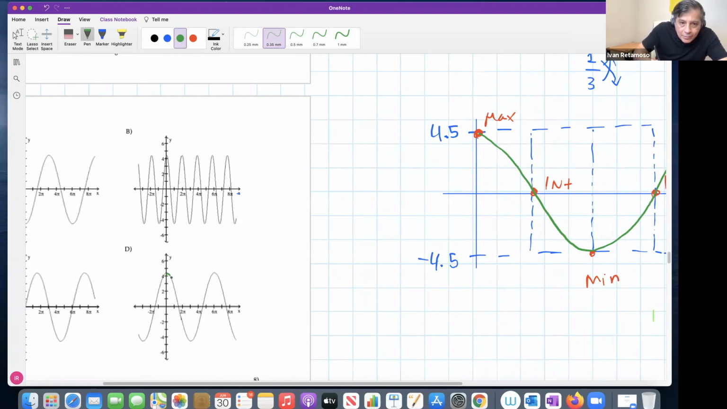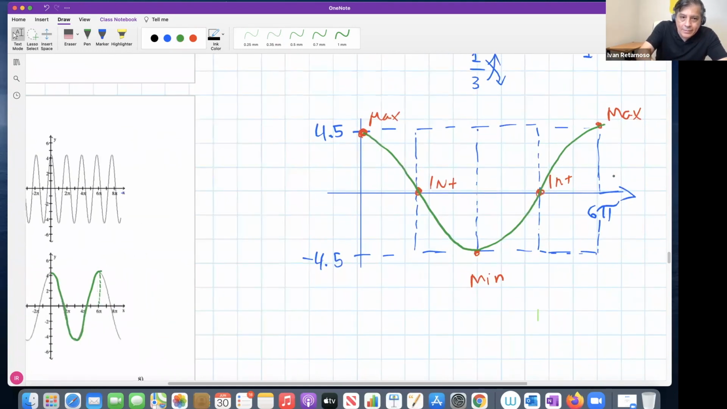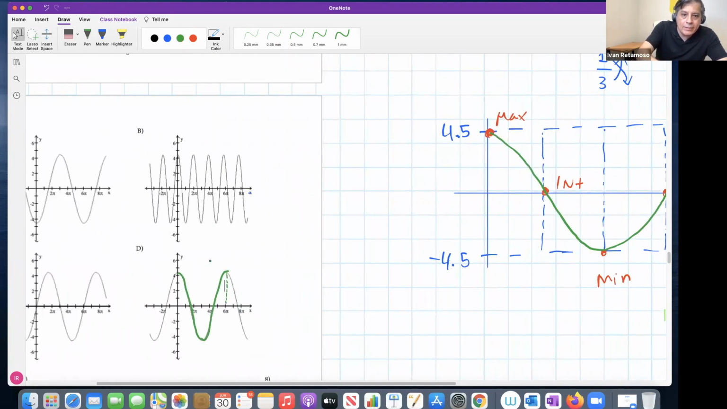It starts at 4.5, has the curve V here, 0, maximum again, and ends precisely at 6 pi, right? 6 pi is here, as we got here, 6 pi. So that's it, right? The others don't do that. They don't have this amplitude 4.5 and period 6 pi. So this is the one that you have to take.